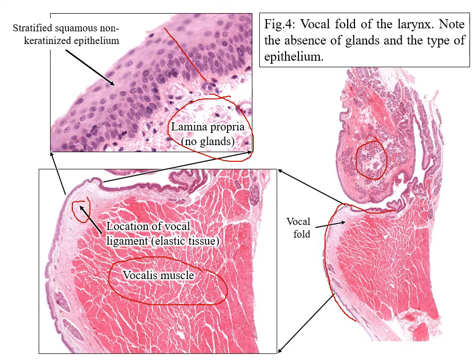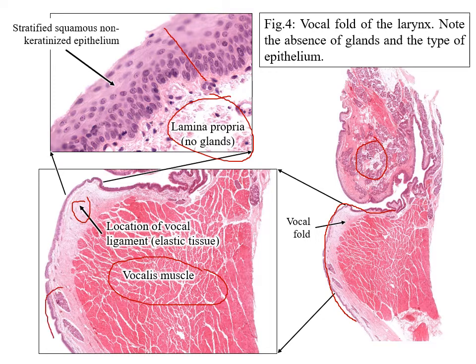So these are the features of the vocal fold, lined by stratified squamous non-keratinized epithelium. The lamina propria has the vocal ligament, which is elastic tissue, and also has vocalis muscle, and there are no glands. And as you know, there are also no blood vessels, unlike in the ventricular fold, which has many blood vessels.